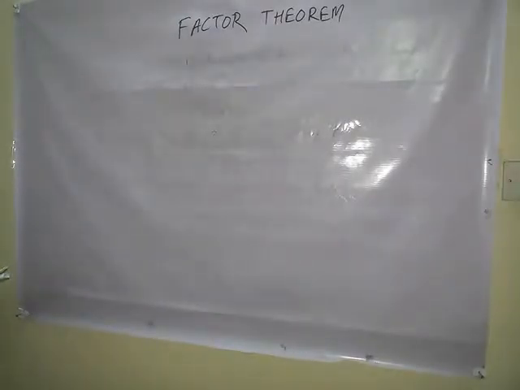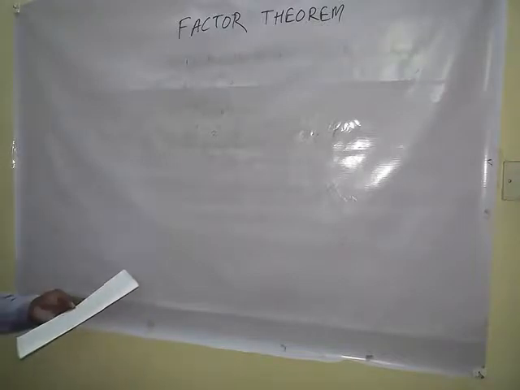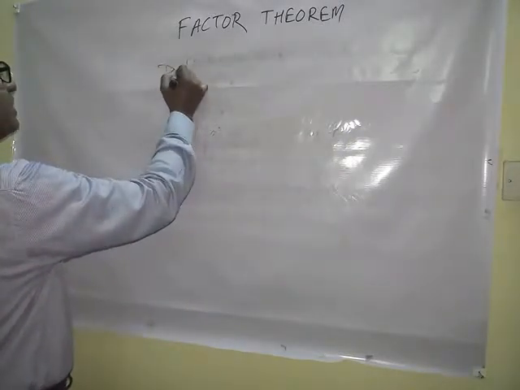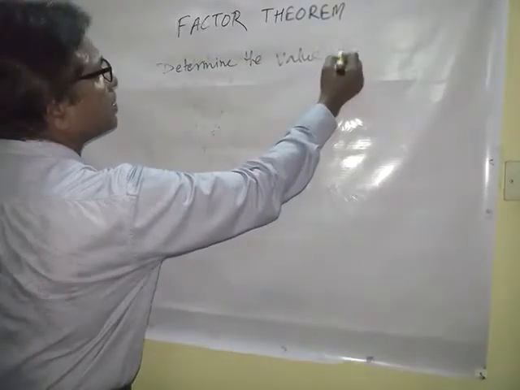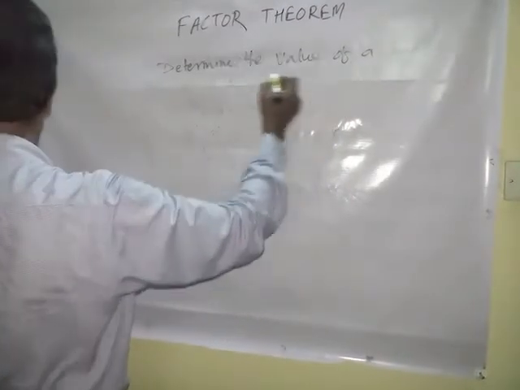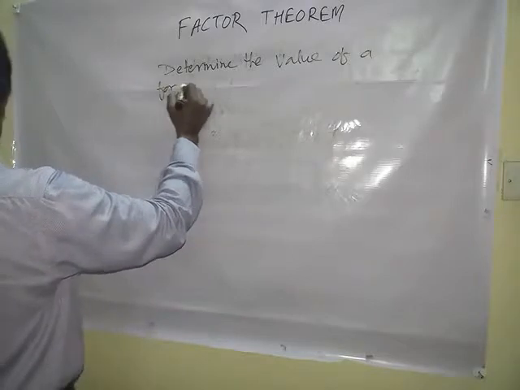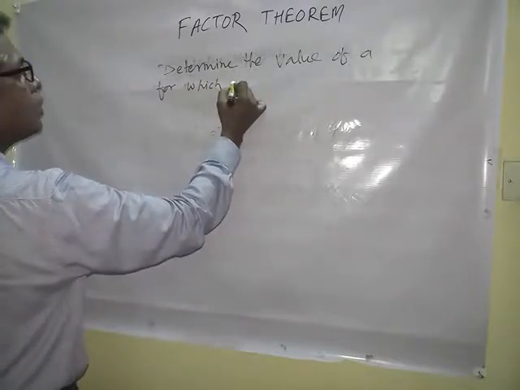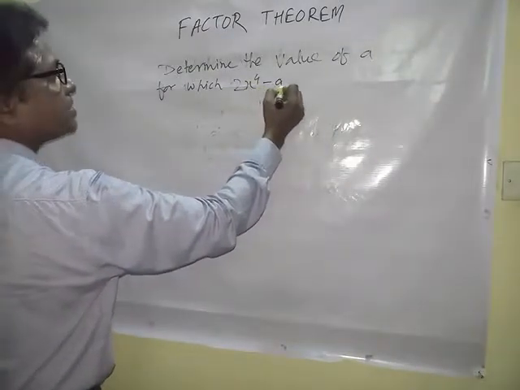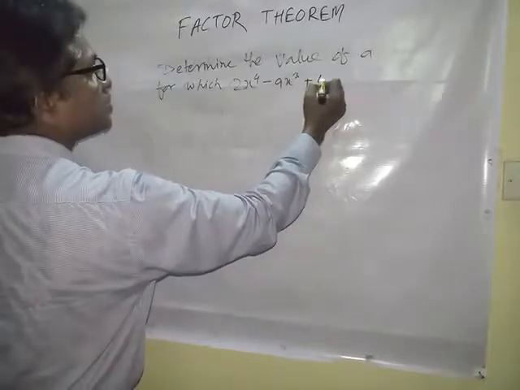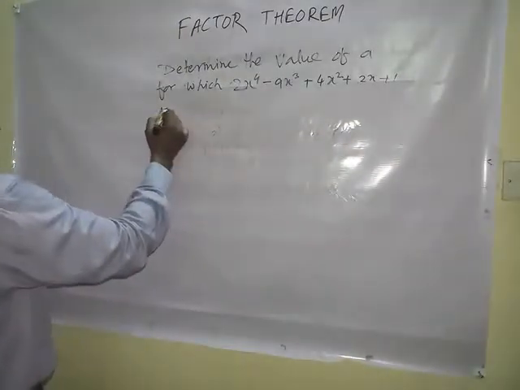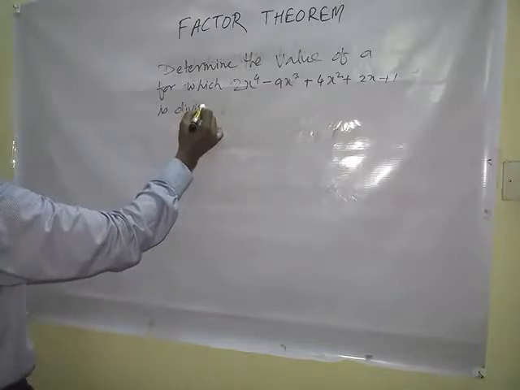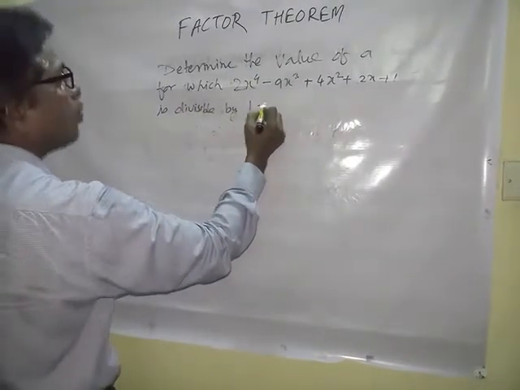Let's say, here, determine the value of a for which 2x raised to power 4 minus ax cube plus 4x square plus 2x plus 1 is divisible by 1 minus 2x.